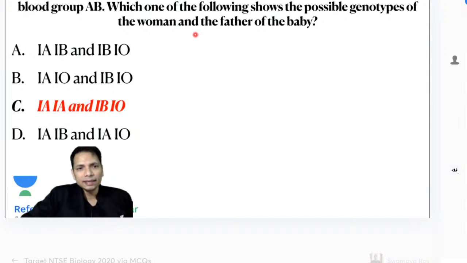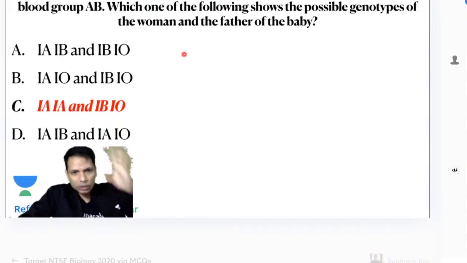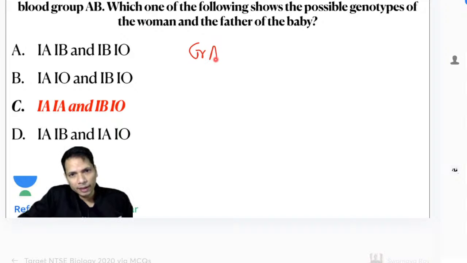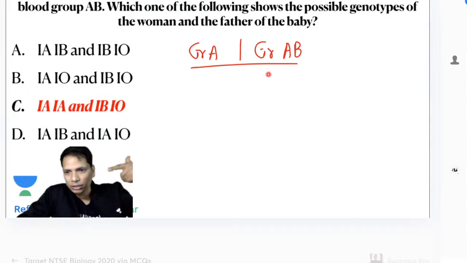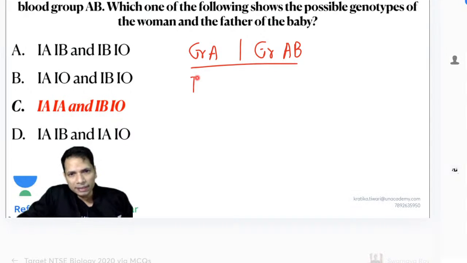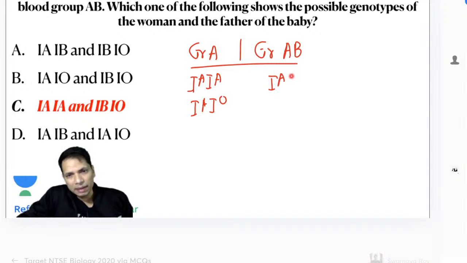We are basically being asked that a pregnant woman can have only two types of babies. Either the baby will have blood group A or blood group AB. As soon as we start working on the problem, blood group A means the baby can have IAIA or IAIO. Blood group AB means the baby will have only one type of genotype, only this genotype, right?